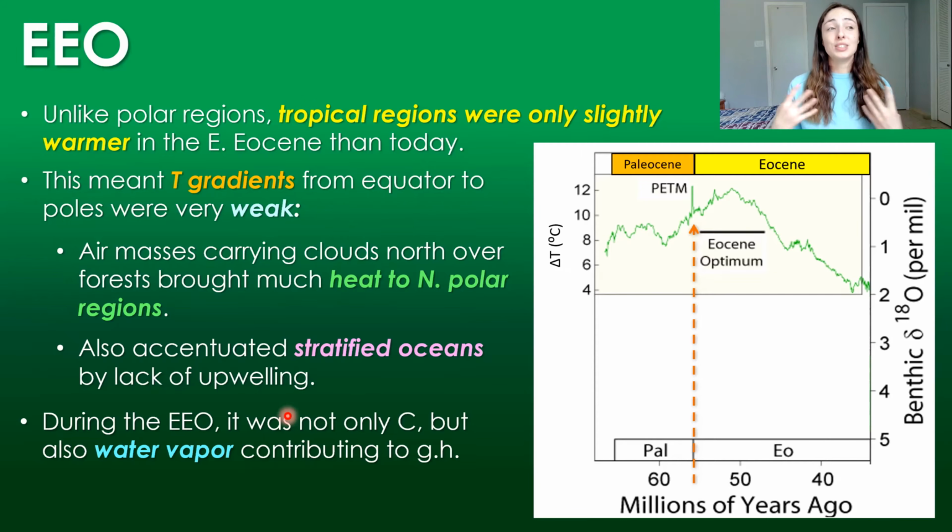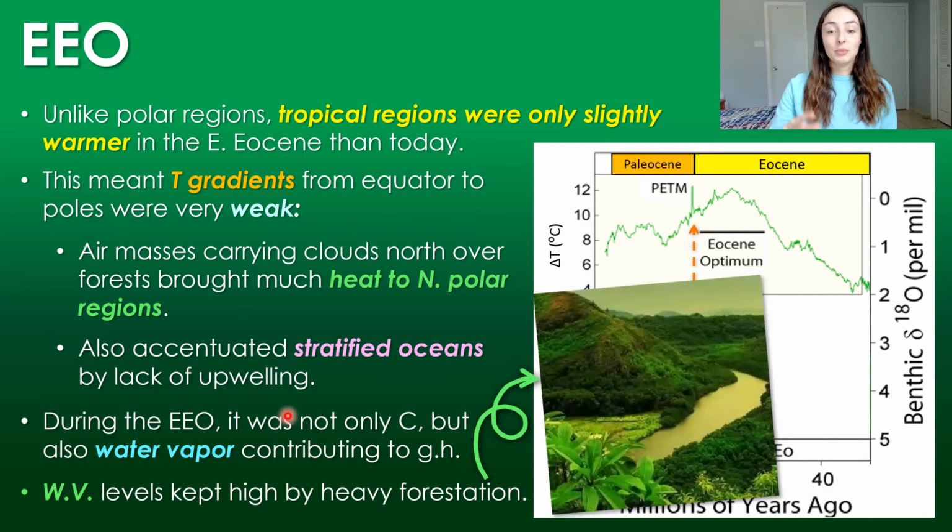But water vapor is just something we can't help. With continued warming, we are indirectly causing more water vapor to go into the atmosphere and act as a greenhouse gas because things are evaporating more in warmer climates, but it's still something that we're not actively releasing to the atmosphere, so we can't really help that. But in the early Eocene, to get away from modern back to Earth history here, it was very much contributing to greenhouse global warming, just as water vapor does today. And water vapor levels during this time were kept really high because of heavy forestation.